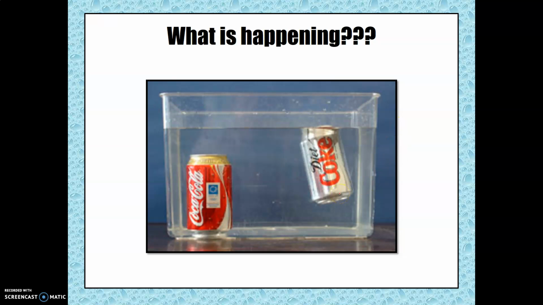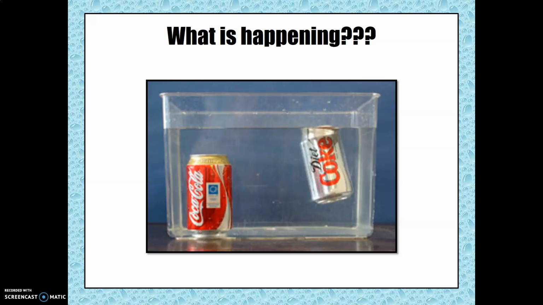That's because one is heavier than the other. Because regular Coke has sugar in it, and Diet Coke has artificial sweetener, the regular Coke ends up much heavier than the Diet Coke because it needs way more sugar than the Diet Coke needs artificial sweetener. So even though they're the same volume, the regular Coke is going to weigh a lot more. It's going to have more mass.